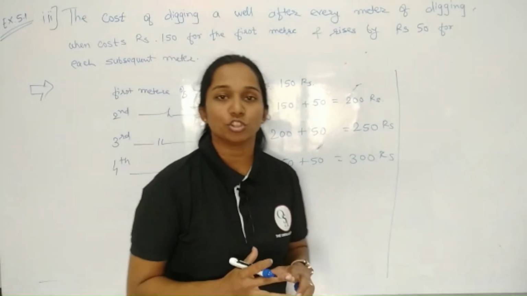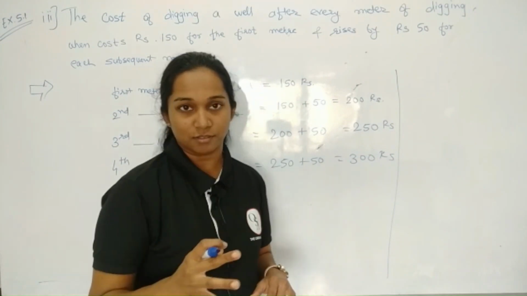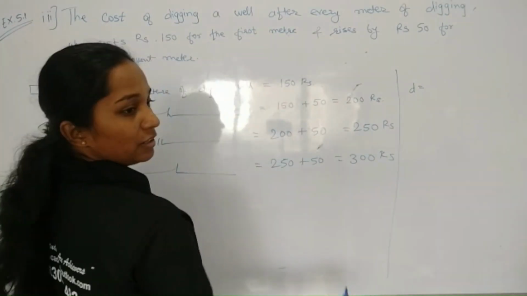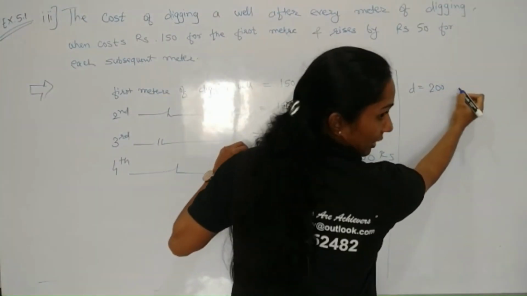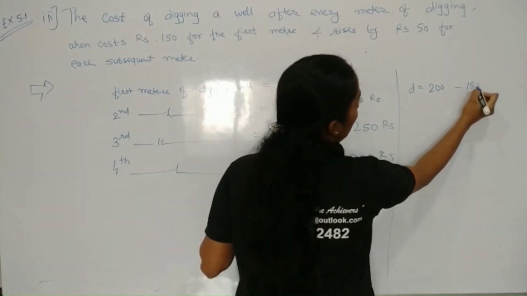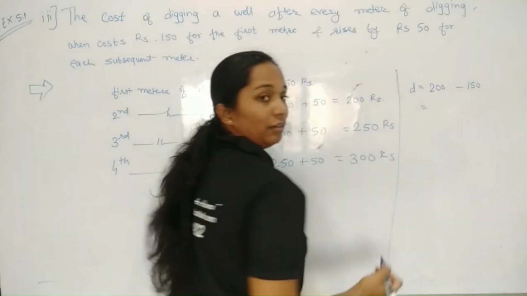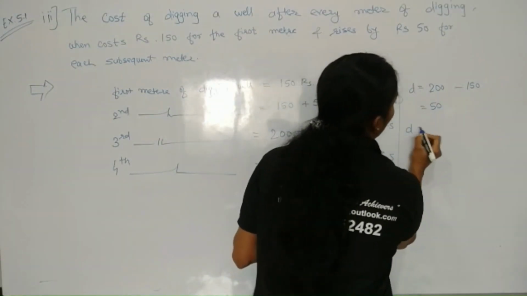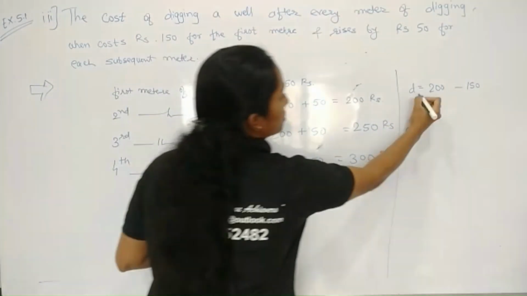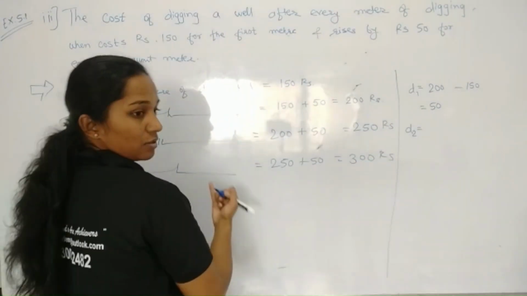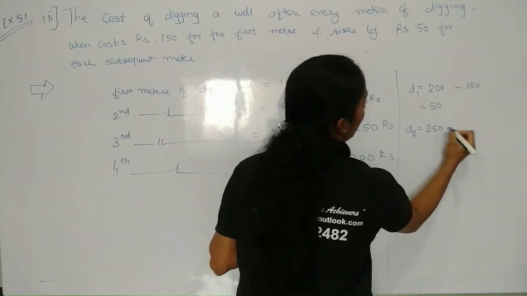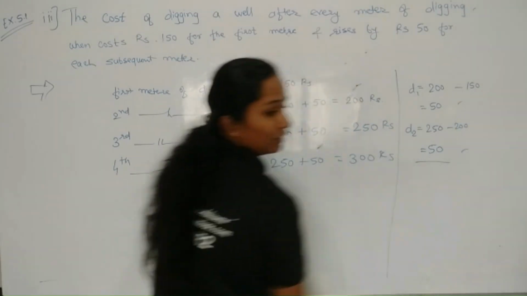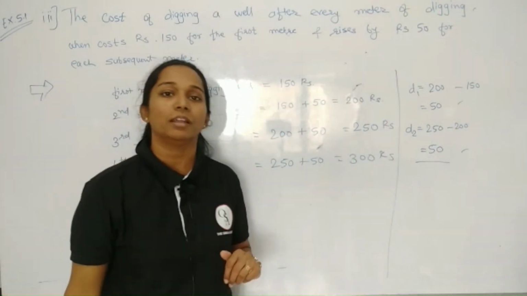This is how we got the first, second, third, fourth term charges for digging the well. Now we are going to cross check the distance. Is it common, constant or not? Second minus first term: 200 minus 150 is 50 rupees. Now the second distance, third minus second term: 250 minus 200 is 50. So we are getting the distance constant and this is an AP.